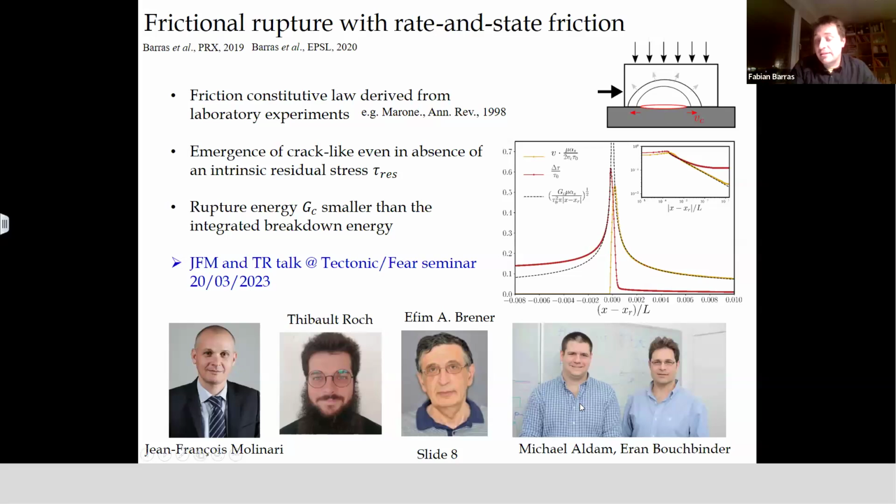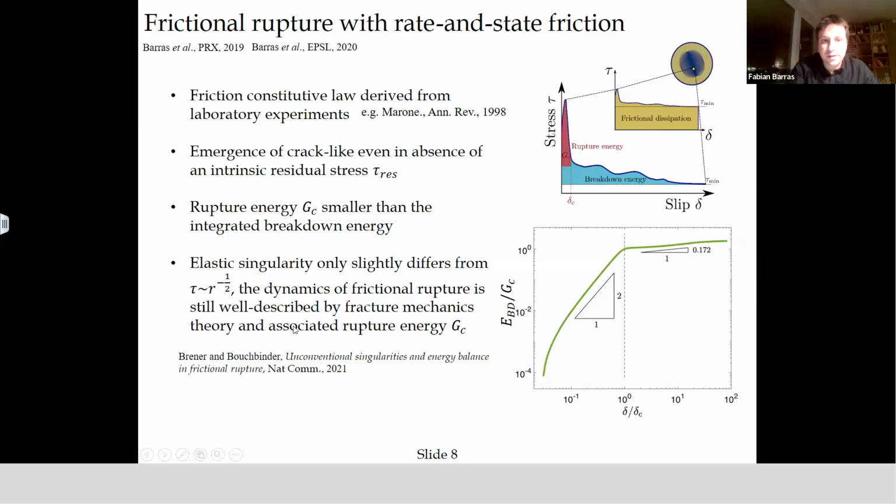And it still deviates from dynamic fracture. That's the work of Eran and Efim. You will still see deviation in this case, but if the deviation is minute, you can have a fairly good prediction of the dynamics using fracture mechanics. Okay, thanks. But therefore, in this case, this means that actually the breakdown energy minus the rupture energy is extremely small. Not necessarily, because it will depend on the amount of slip that you will accumulate.